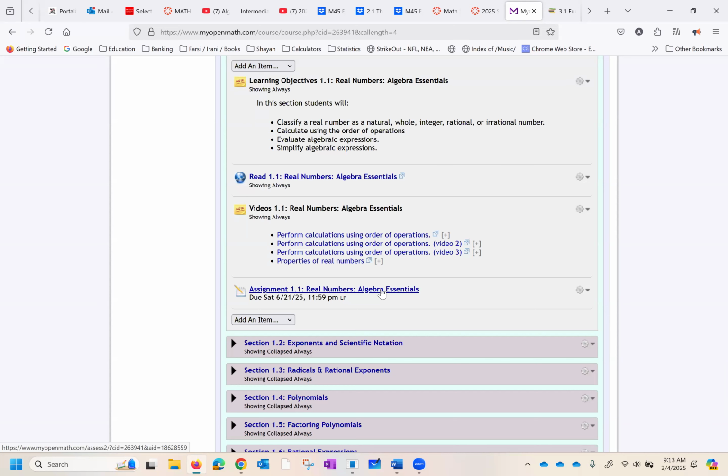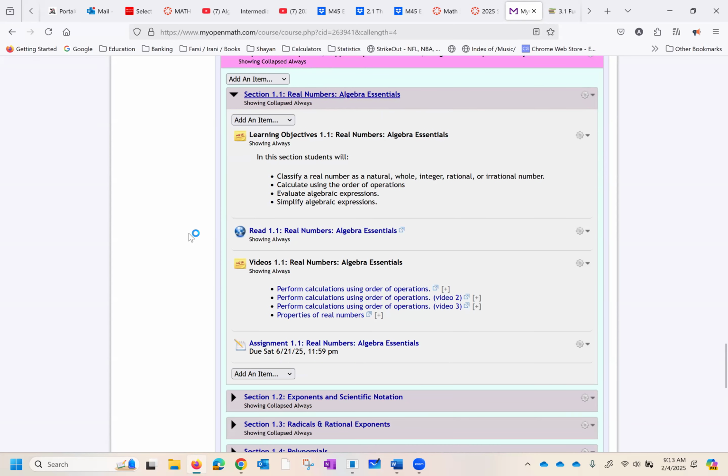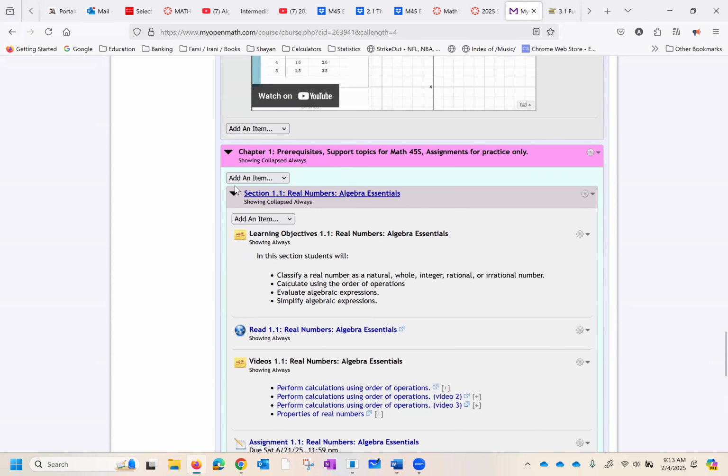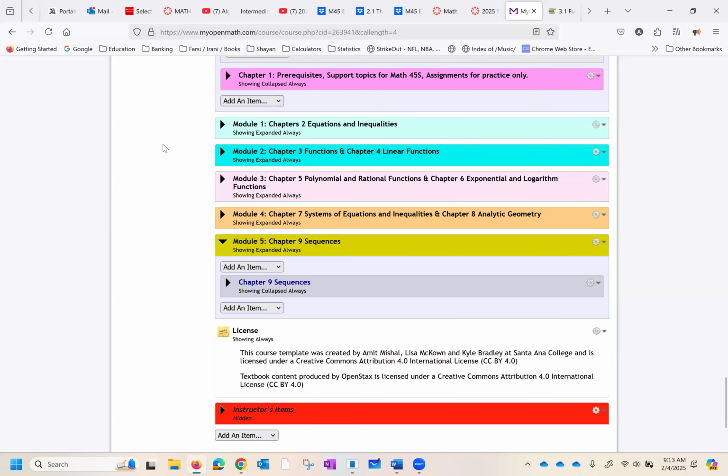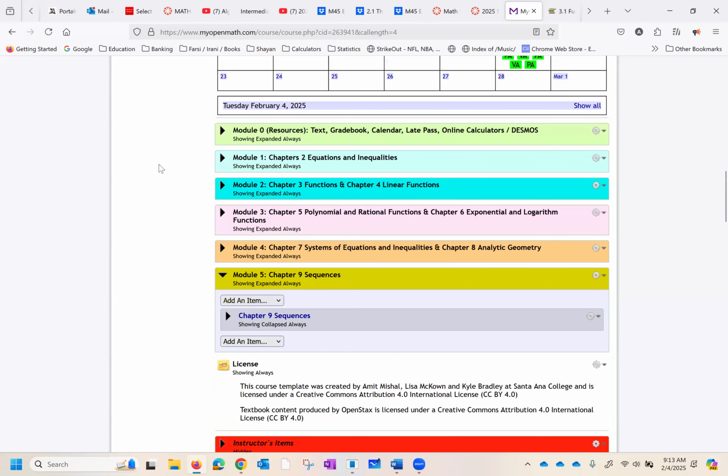Everybody, the assignments for chapter 1, called prerequisites, are not being graded. So why are they here? Just like what you found in Canvas, it is for your support, okay? I hope everybody is following that. And that's part of module 0, where it has all types of resources, everybody. Now, module 1 is where you get started.